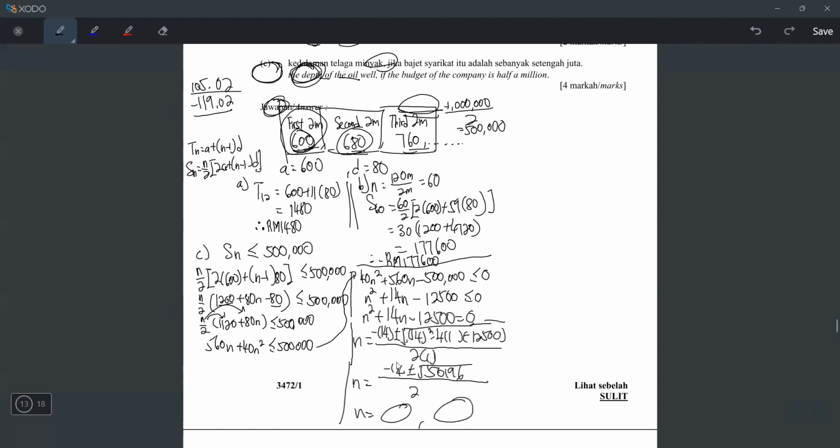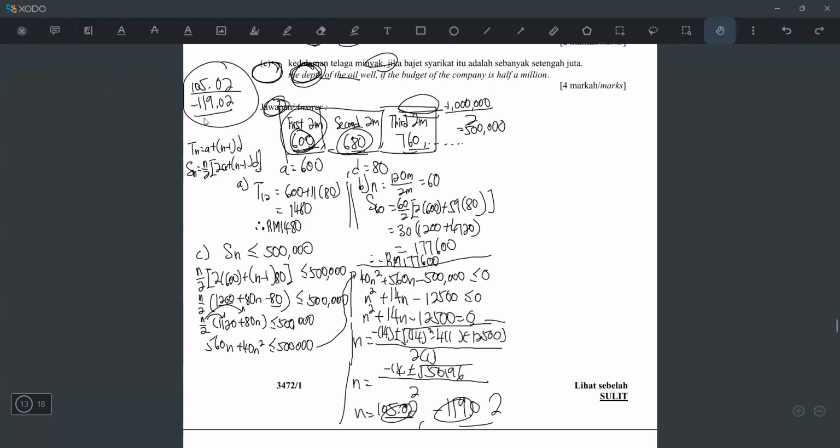So first I will press negative 14 plus square root 50196 equals, answer divide 2. So I get 105.02. And then the next one is minus. So I will press negative 14 minus square root 50196 equals and then answer divide 2. So negative 119.02. Can you see that this answer is exactly the same as the one you got just now from the calculator? Yeah, it should be the same.